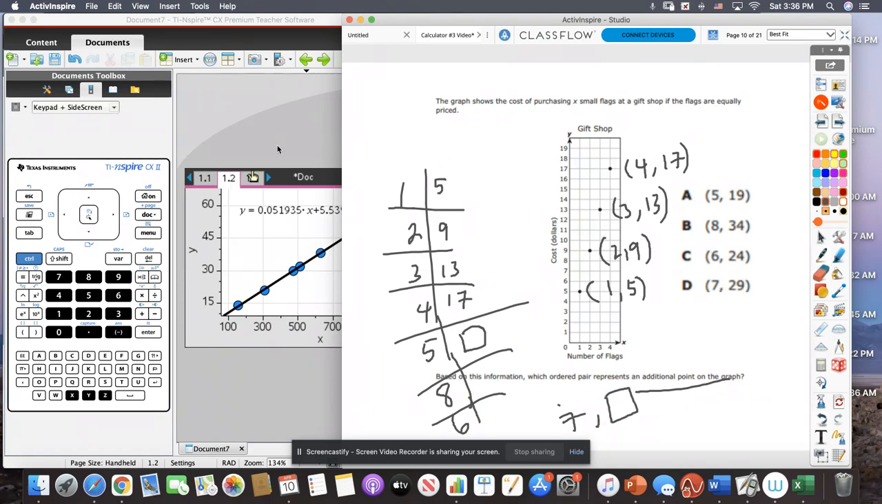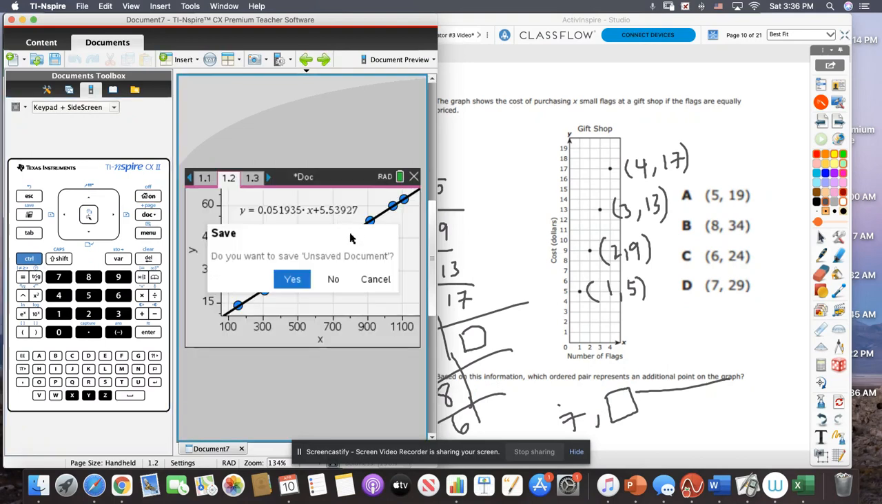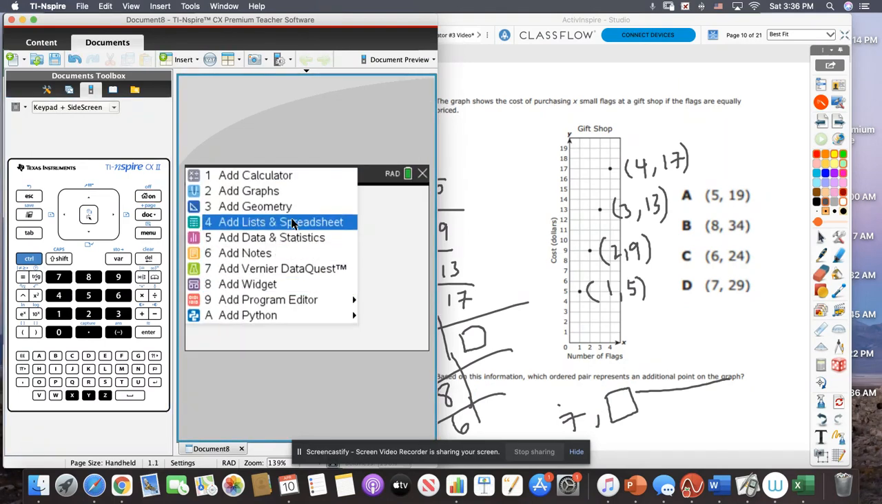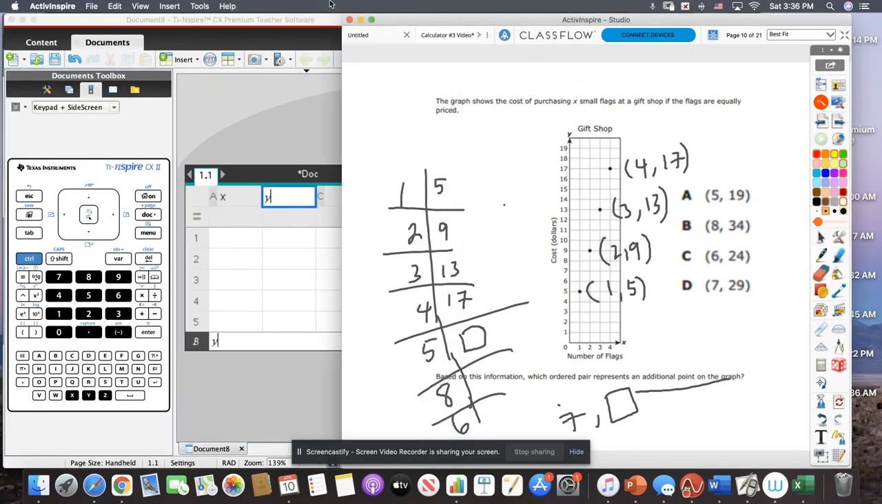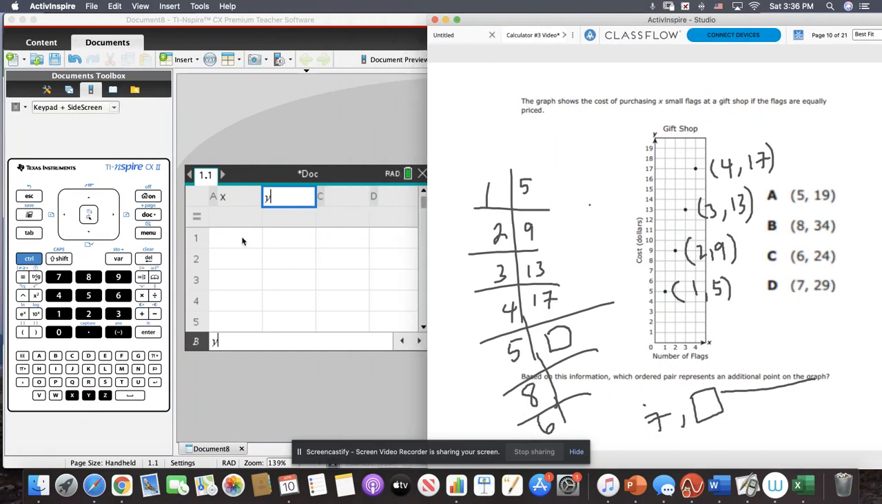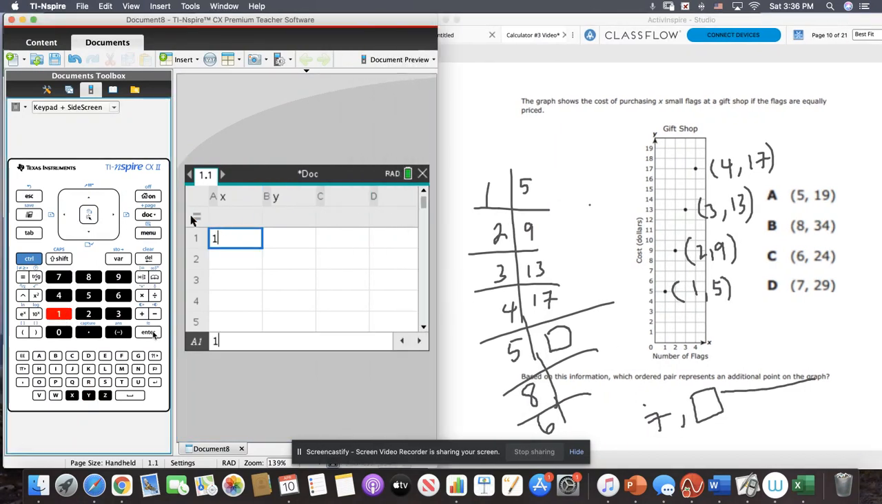So once again, home, new document, save changes, no. Add a list in spreadsheets, X, Y. I'm typing in this table I created. 1, 2, 3, 4. If they give you points, it might be on the graph like this.